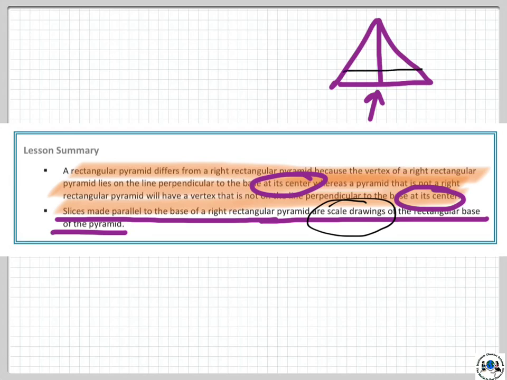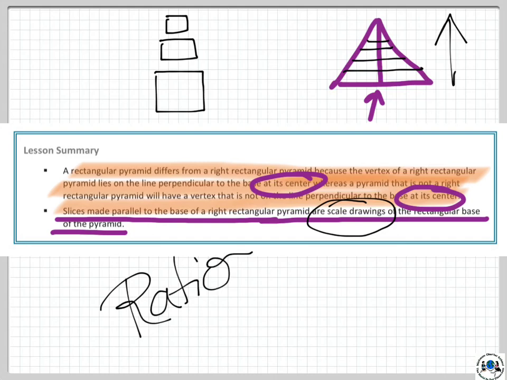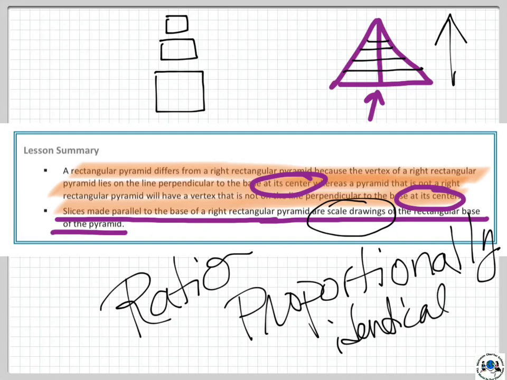So if we keep cutting slices this way, parallel to the base, we are going to be creating rectangle after rectangle after rectangle, in this case moving this way, getting smaller and smaller, but still maintaining the same ratio, or the same proportion. They are going to be proportionally the same, or I should say identical. Identical, and that's probably going to come up in a little bit.